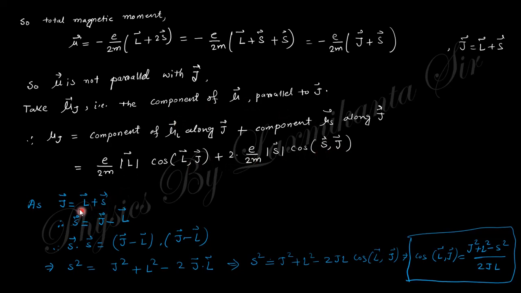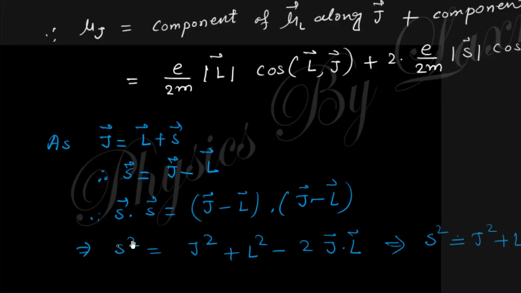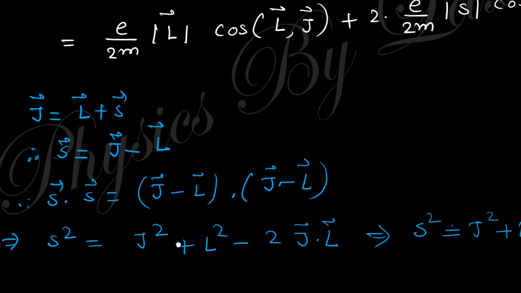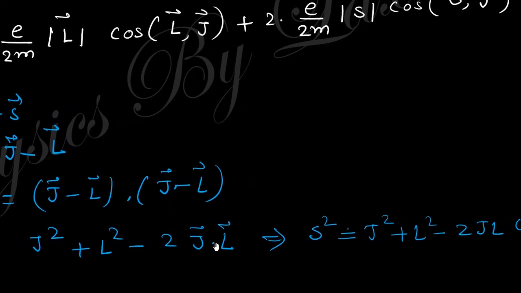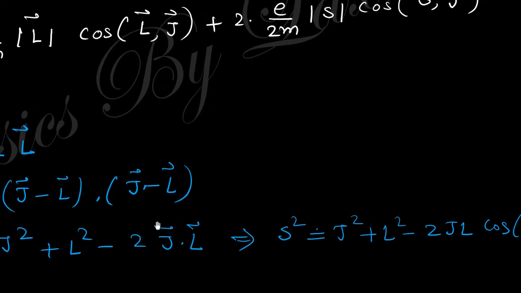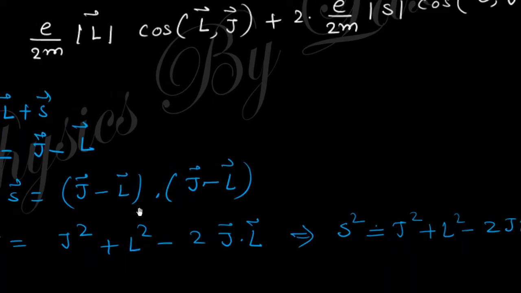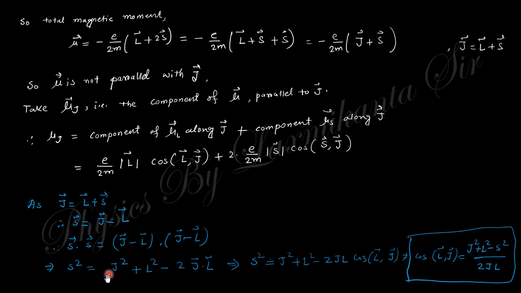You know J equals L plus S, so S can be written as J minus L. If you take the dot product with itself, you get S squared, which gives J dot J, that is J squared, minus 2 J dot L, plus L dot L, that is L squared. Just rearranging, S squared equals J squared plus L squared minus 2JL cos of this angle. So from that you get cos of the angle between L and J equals J squared plus L squared minus S squared by 2JL.